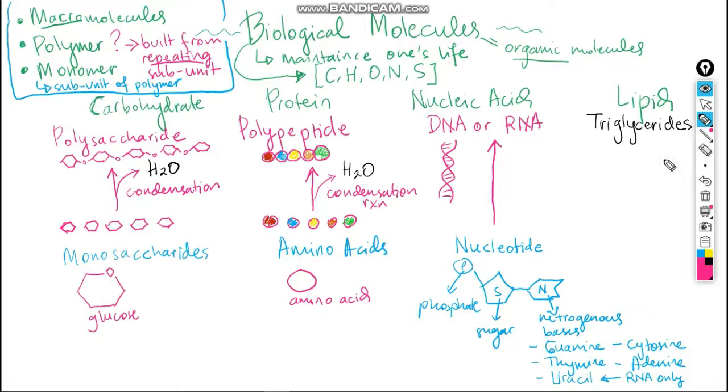The last one is triglycerides. It is not from a monomer because triglyceride is not a polymer, but it is a macromolecule. So not all macromolecules are polymers, but all polymers are macromolecules. Macro means big molecules. Triglyceride comes from glycerol plus three fatty acids, also in a condensation reaction.